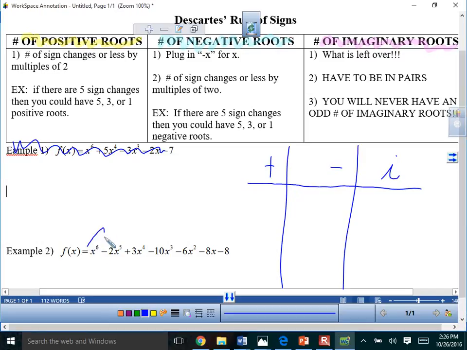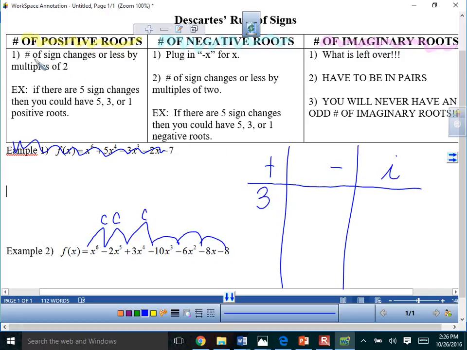So from a positive to a negative, that's a change. From a negative to a positive, that's a change. From a positive to a negative, that's a change. From a negative to a negative, it stays the same. So there's no sign change there. No sign change and no sign change here, which means there are 3 positive sign changes.